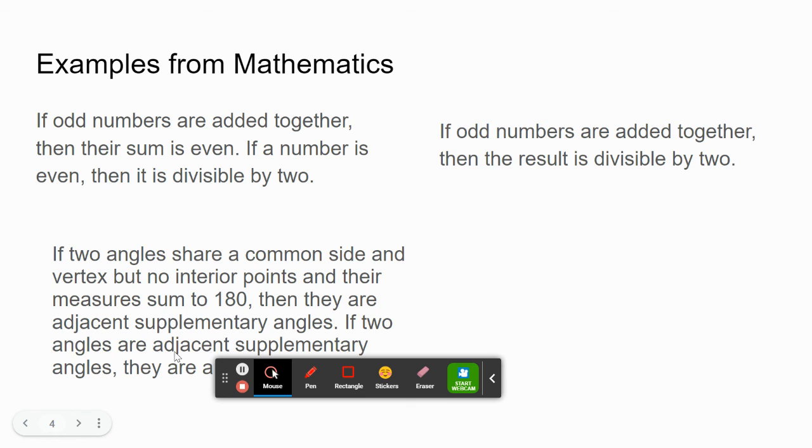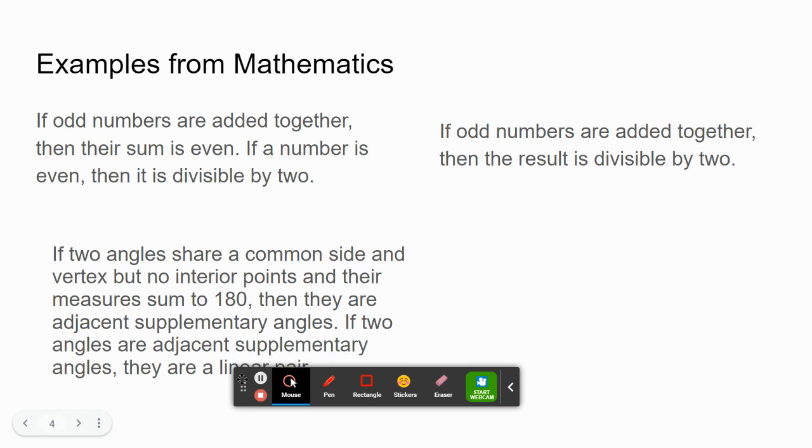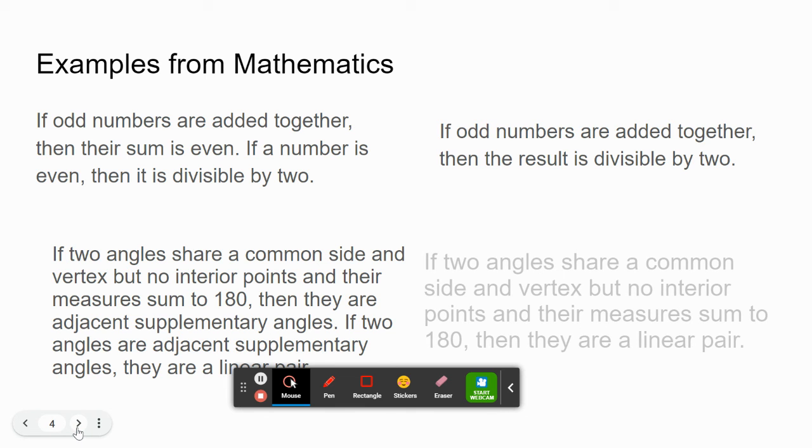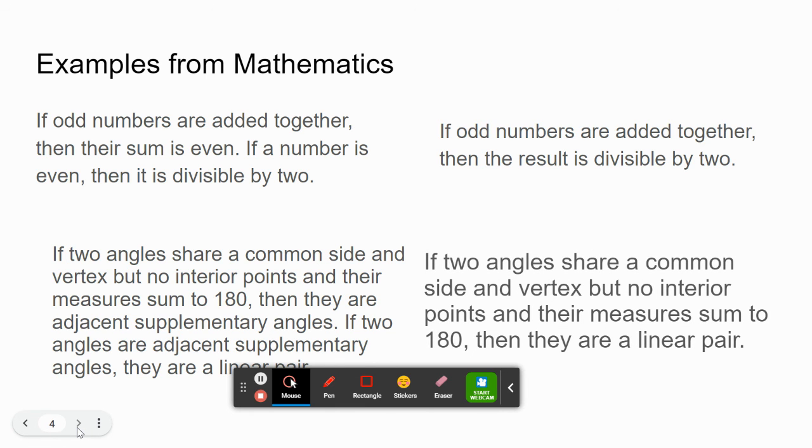If two angles share a common side and vertex, but no interior points, and their measures sum to 180 degrees, then they are adjacent supplementary angles. If two angles are adjacent supplementary angles, then they are a linear pair. Well, that tells us we can condense this. If two angles share a common side and vertex, but no interior points, and their measures sum to 180, then they are a linear pair.